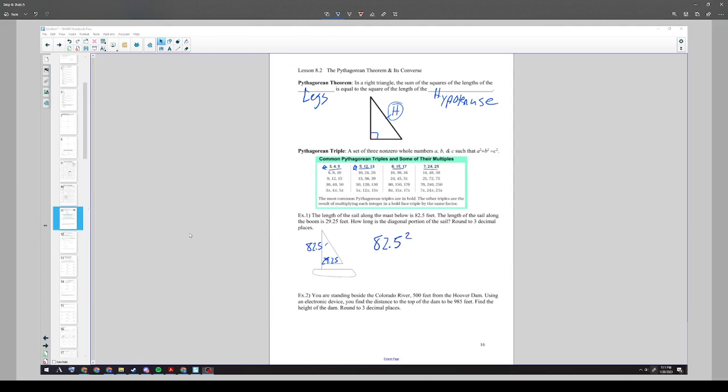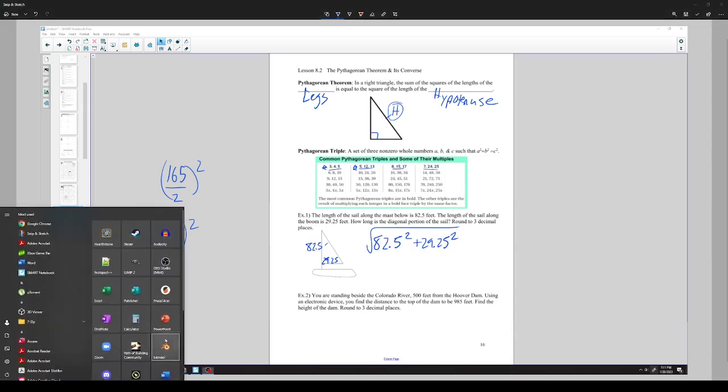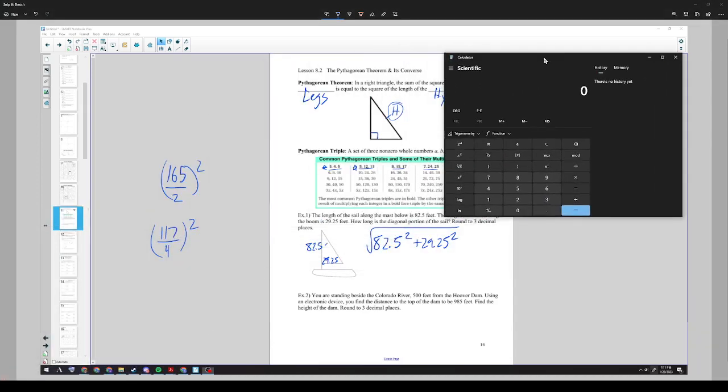So I don't want to do that by hand, so we have 82.5 squared plus 29.25 squared, and I could turn those into a fraction. I could make it like 165 halves, and I could square that, and then I could do a huge number like 117 over 4. I could square that, and then I could add them together. That sounds terrible. So I'm going to go ahead and, for a change, use a calculator and do that on there. So just a simple calculator, nothing fancy.